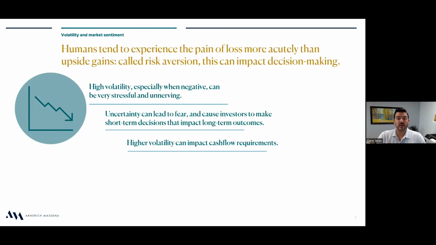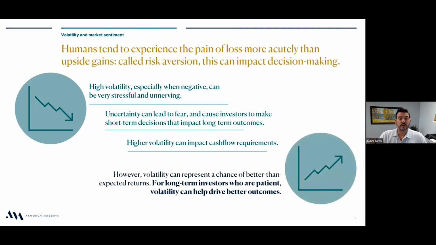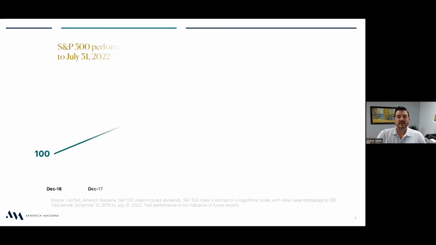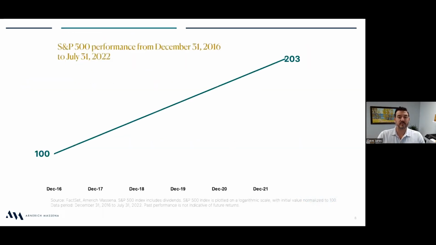However, volatility can represent a chance of better than expected returns. For long-term investors who are patient, volatility can help drive better outcomes. Let's take a look at a hypothetical example. Here's an investment made on December 31st, 2016. And let's assume that this investor made the purchase and then they went on a 5.5-year vacation without any access to the internet. They got back from their around the world trip and they wanted to check on their investment. And this is the return they experienced.